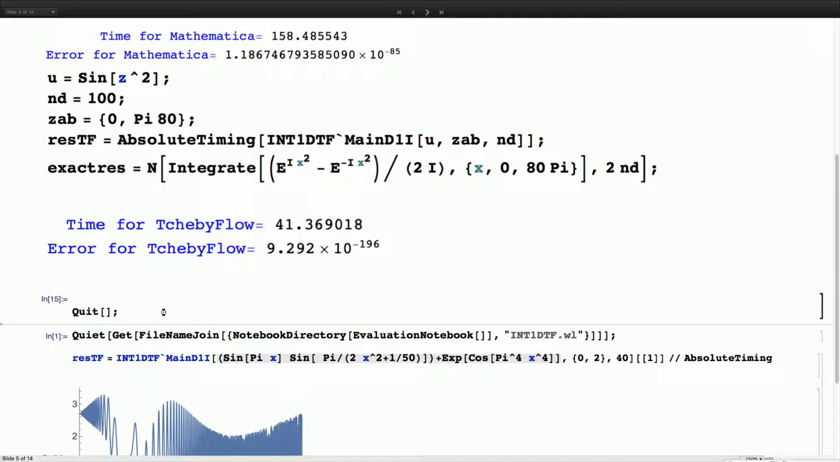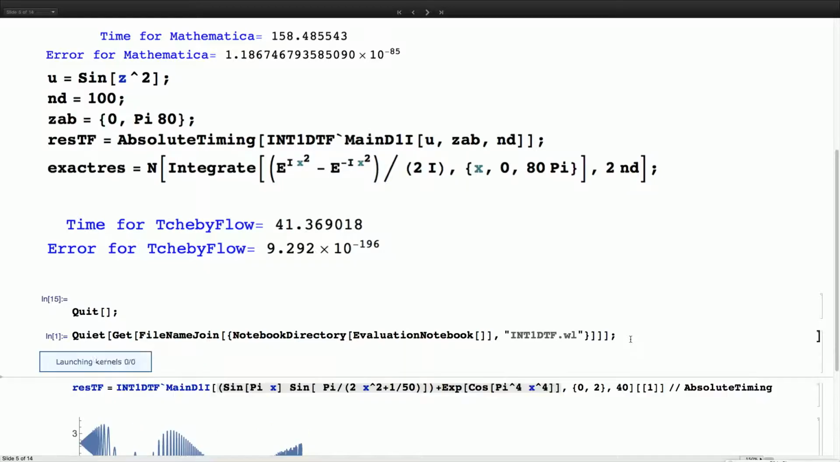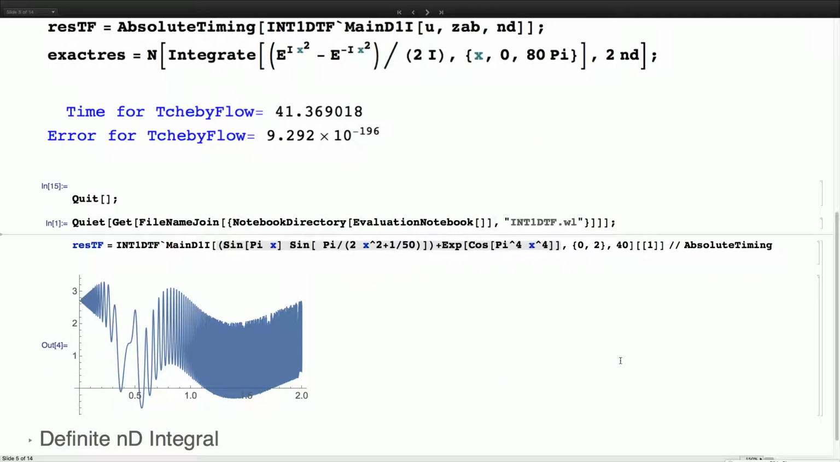Let me just clean my kernel. Let me load my package. And I'm going to integrate this function from 0 to 1, a highly oscillatory function. All I do is give the function, the limits of the integration, and the number of digits I want the result to be given. And let me run this.